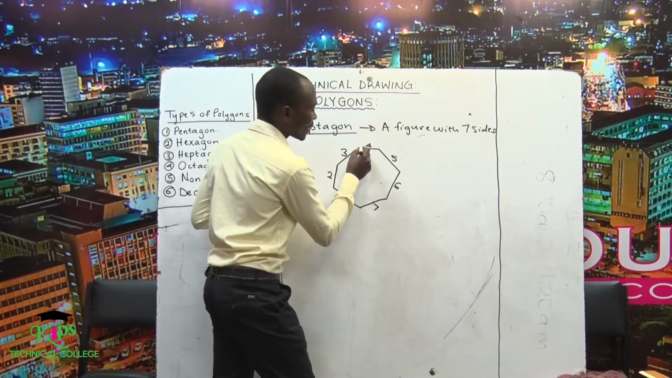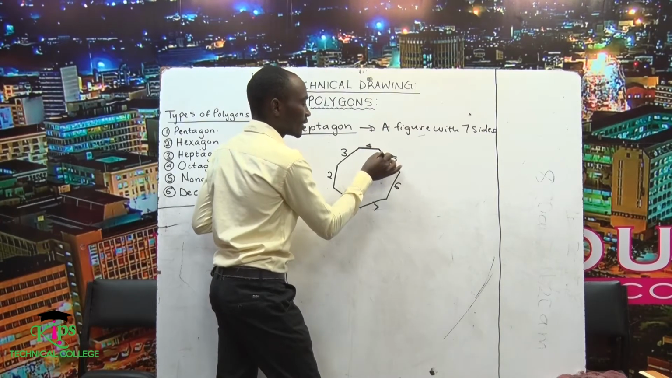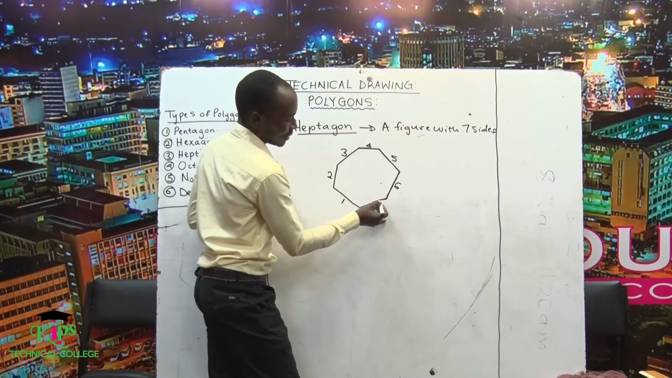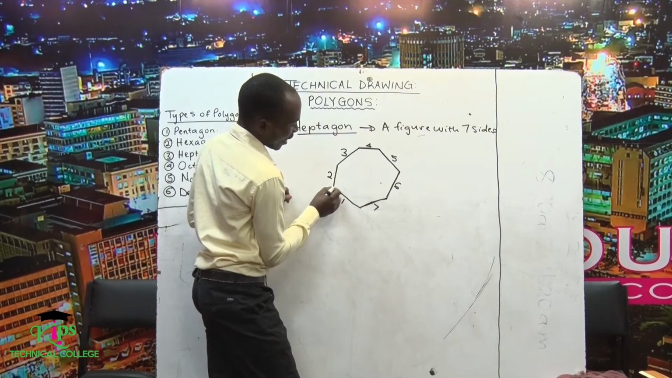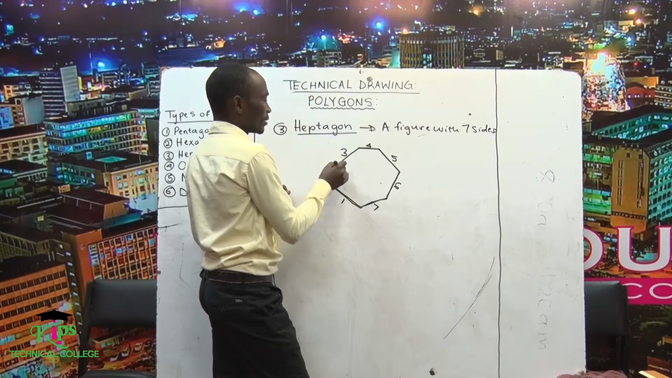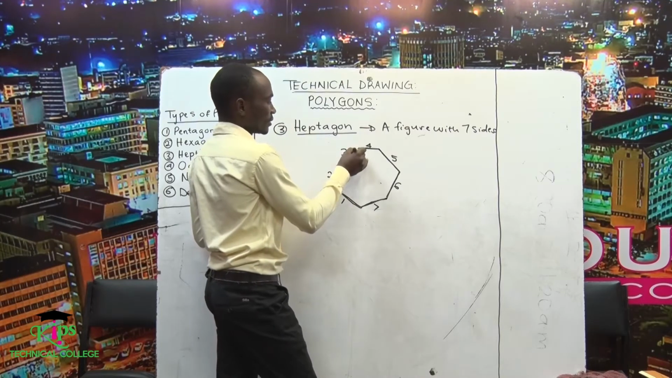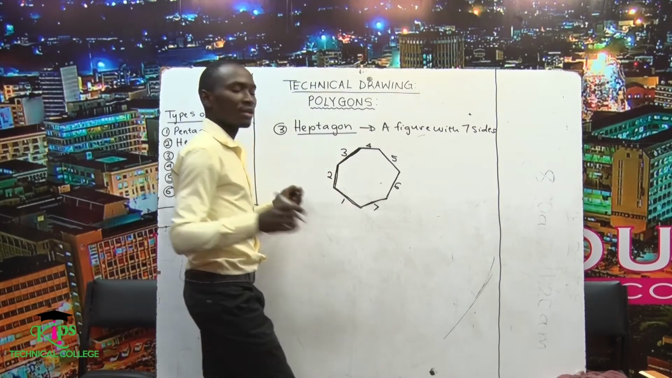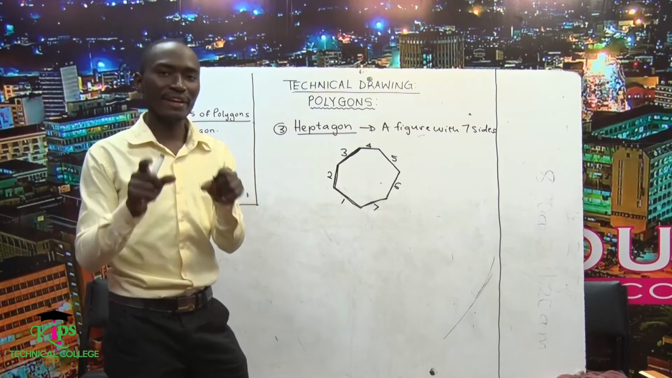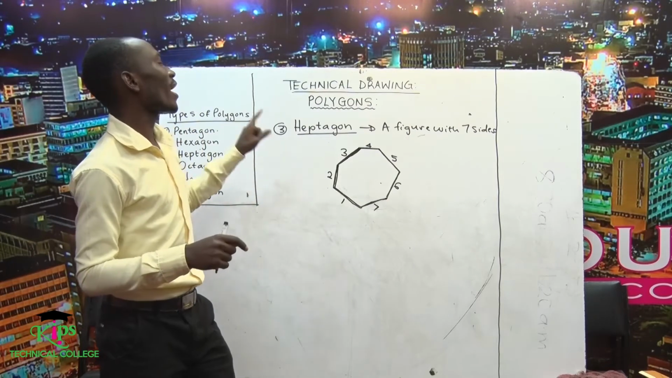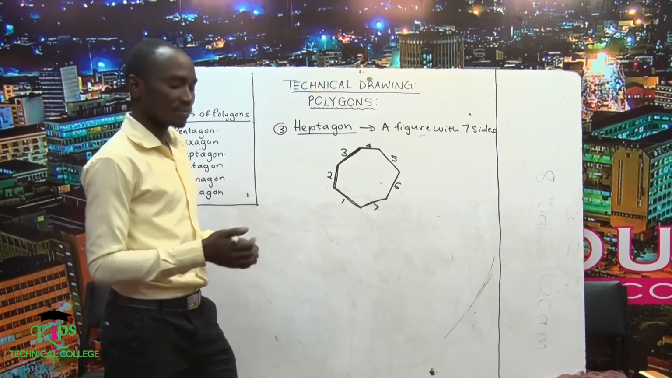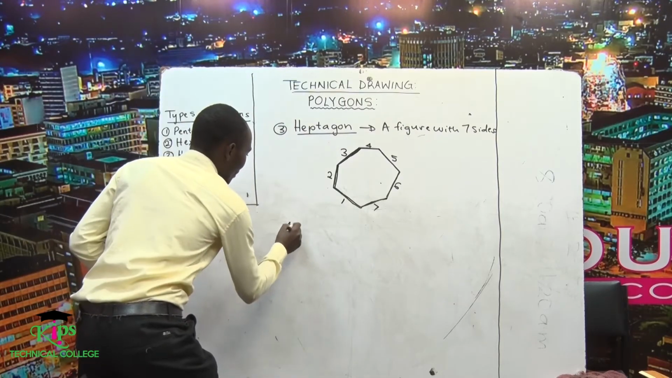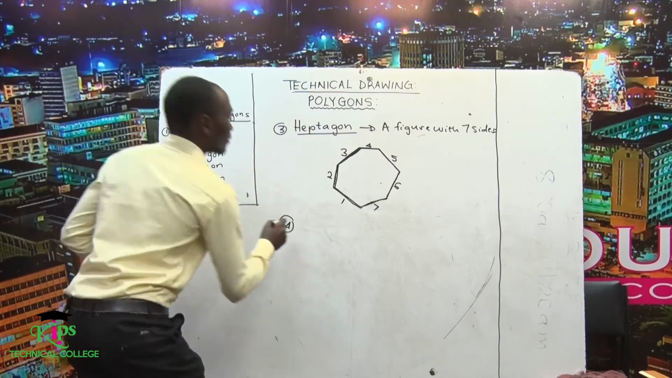We have this side, this other side, this side, this side. Again, we have this side, and that side. So it has got 7 sides. We call that one a heptagon. Let's go to the other one. The other one is the octagon.